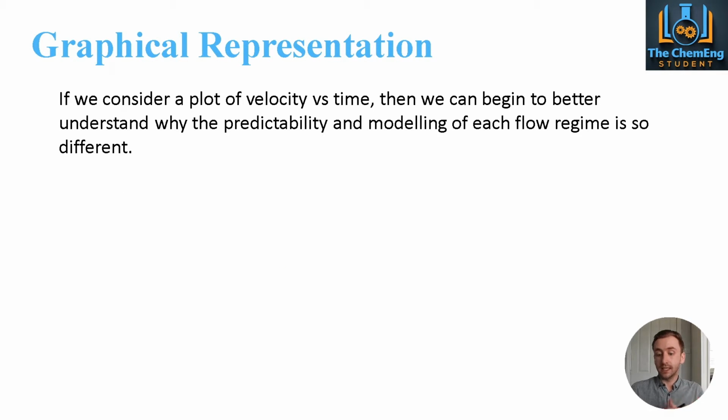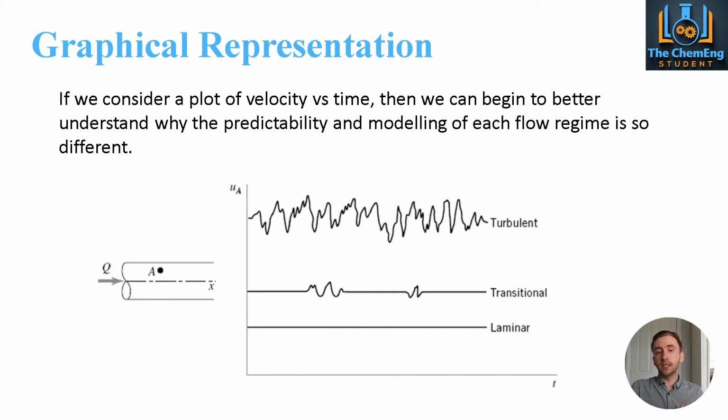Now again, we can represent this graphically as well. So if we consider the plot of velocity versus time, then we can get a better understanding as to the predictability behind it, because when we have laminar flow, we can predict the behaviour of the fluid pretty well. But in turbulent flow, it is pretty much impossible to do any real predictions. So that's why when you see correlations that involve turbulent flow, they're often more approximations, and they often require the use of more variables in order to account for this randomization.